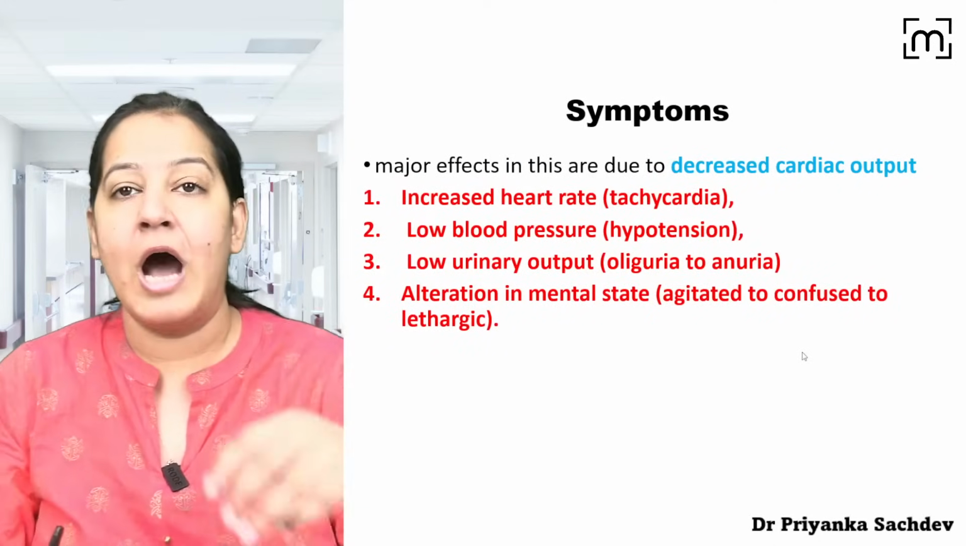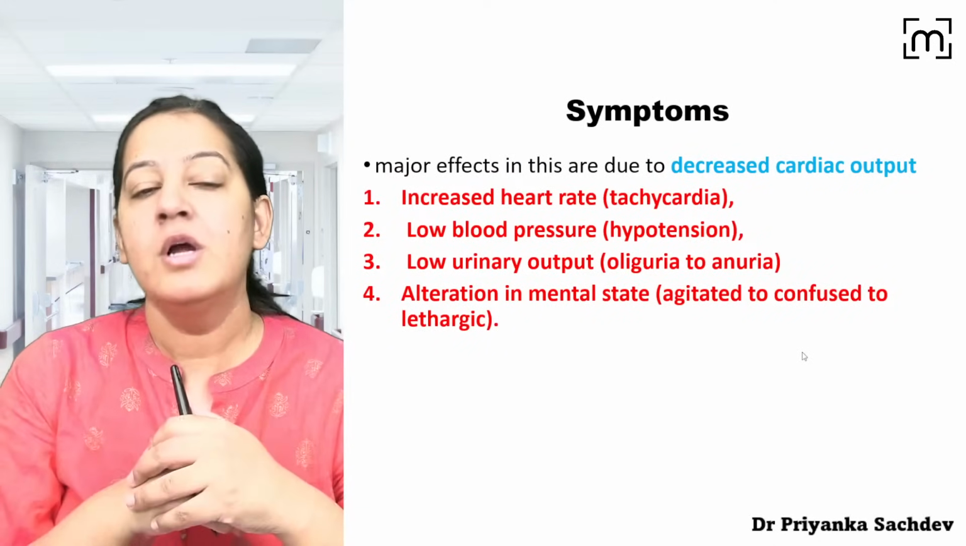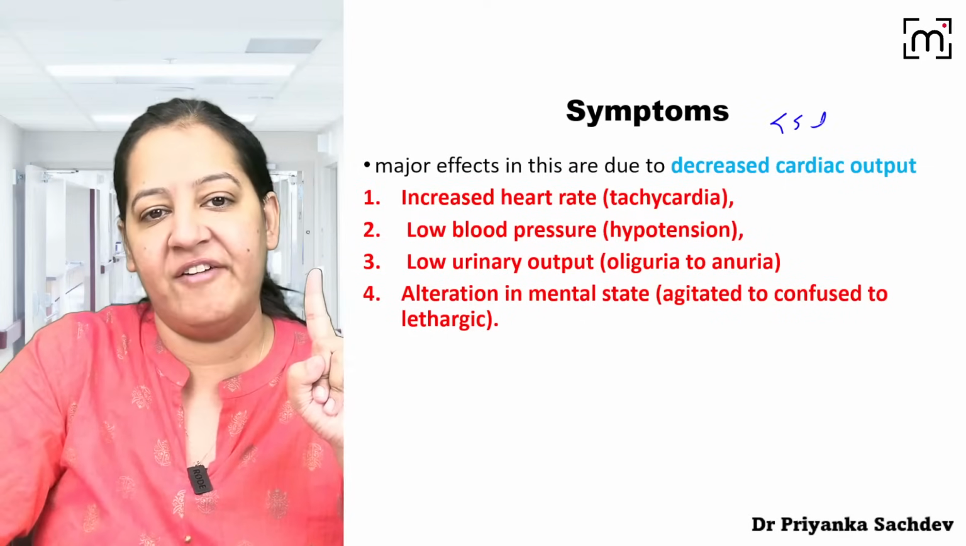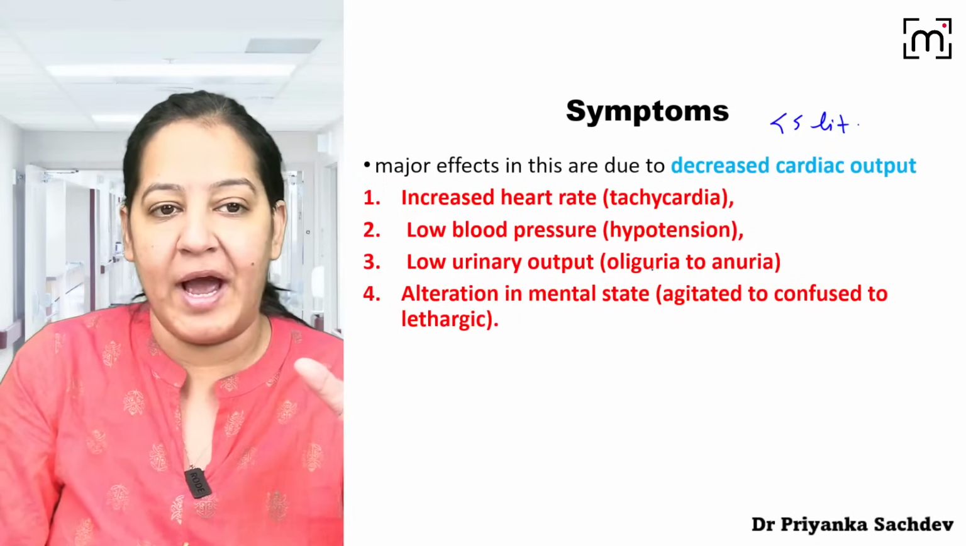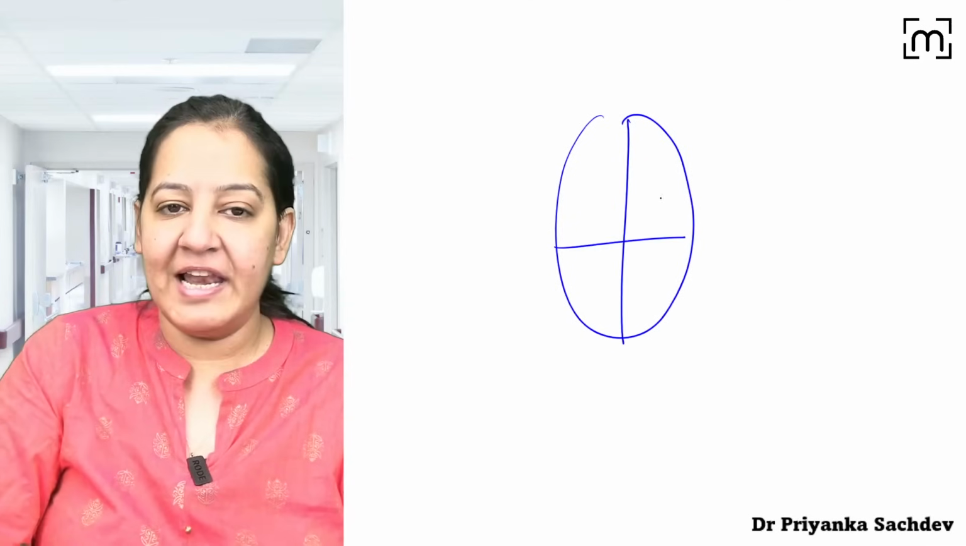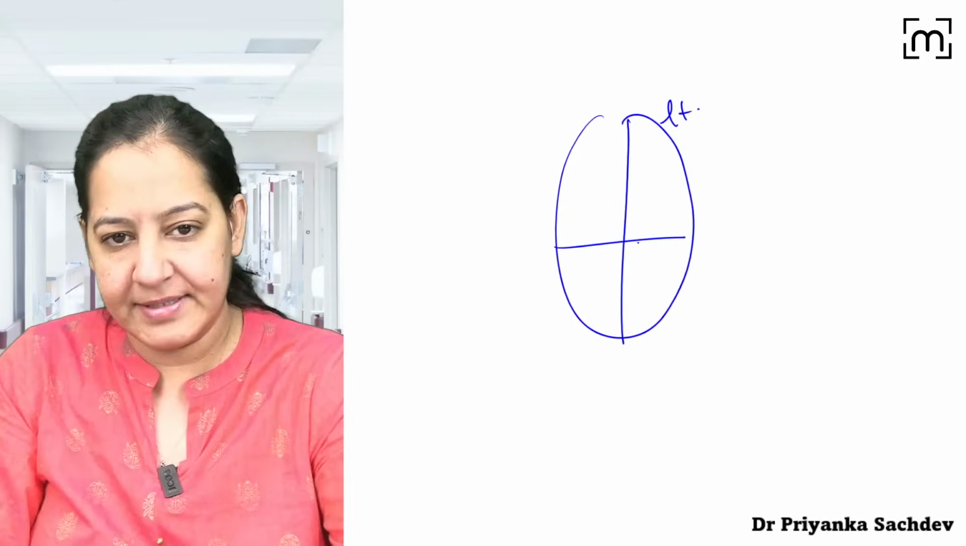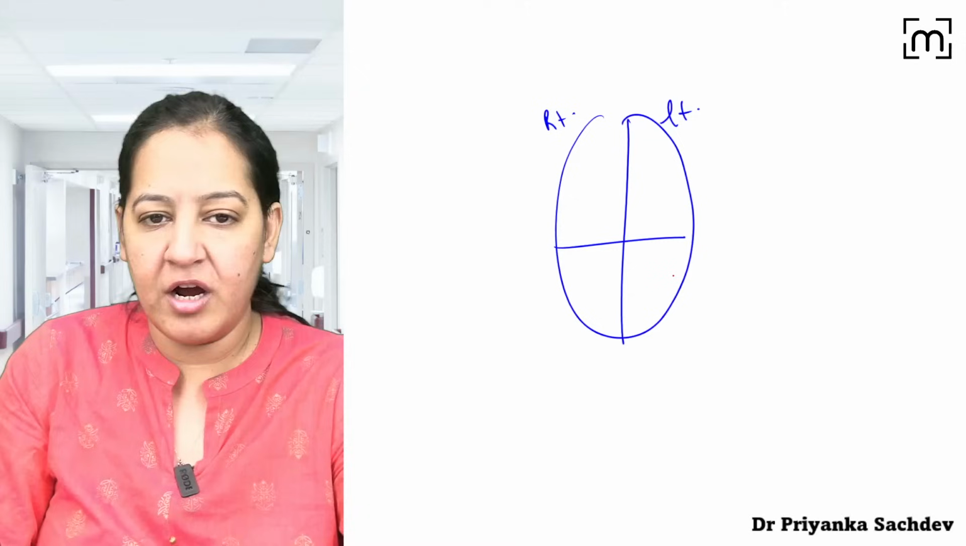Now tell me the symptoms, how the patient will present to you. So the patient has less than 5 liters of blood, and the body is trying to compensate for it. That's why, if less blood is there now, so this is the heart. This is the left ventricle of the heart and this is the aorta coming out of it.